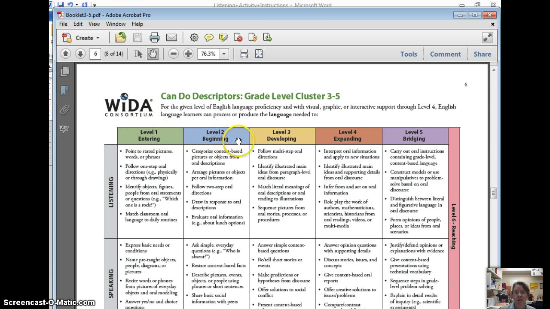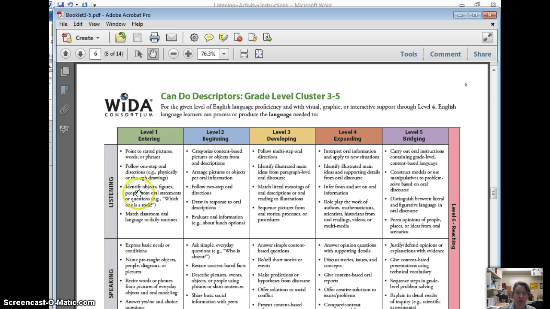Across the top you will see the different proficiency levels. Essentially what can-do descriptors allow us to understand is at certain proficiency levels, this is what an ELL student can do in your class, given planning and thought by the classroom teacher. So that being said, ELL learners at the entering proficiency level can point to stated pictures, words, or phrases in the content area. They can follow one-step oral directions. They can identify objects. They can match classroom oral language.